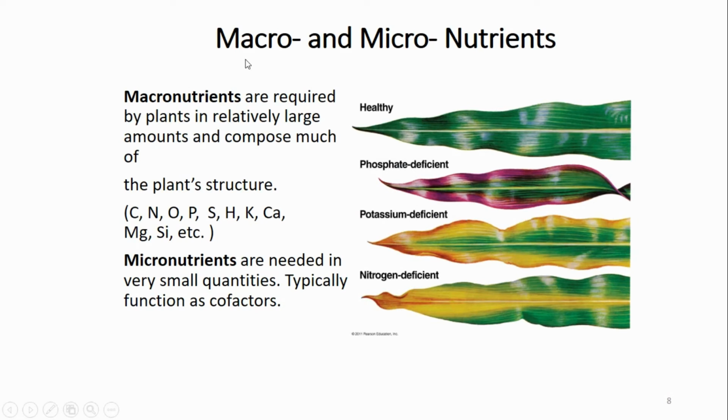You have macro and micronutrients. Macro is big, like the mall, macro. Micro is small. In order to survive, you have macronutrients, which are required by plants in large amounts. And these are carbon, nitrogen, oxygen, phosphorus, sulfur, hydrogen, K is potassium, Ca is calcium, Mg is magnesium, Si is silicon. These are things that you really require for your plants. If you don't have them, they'll die.